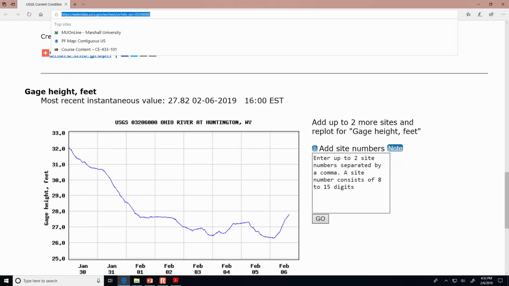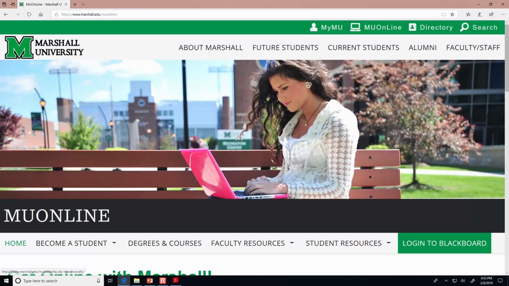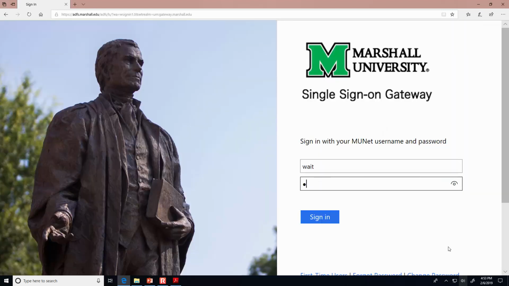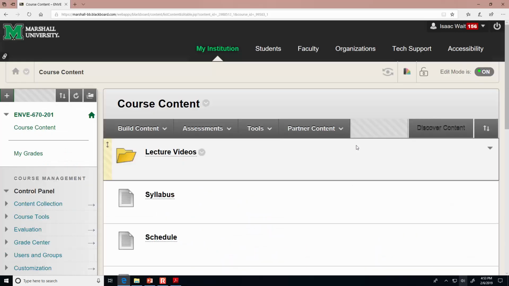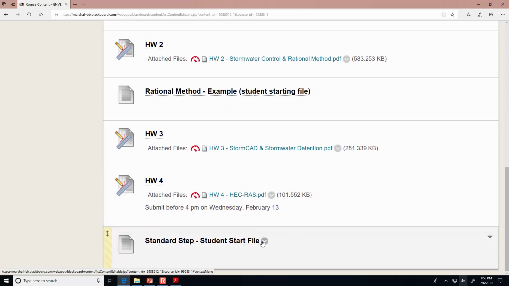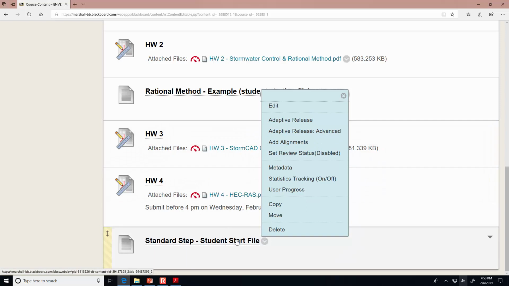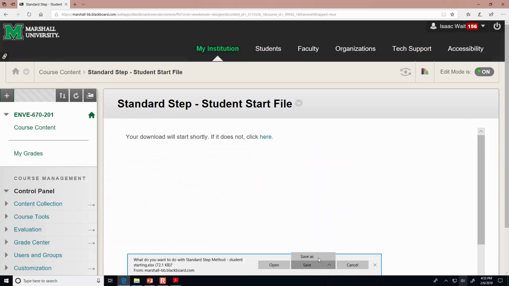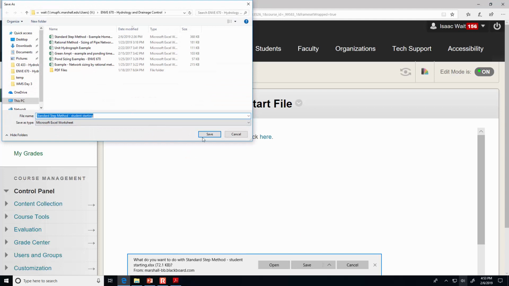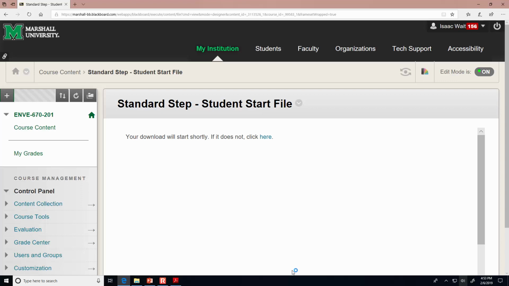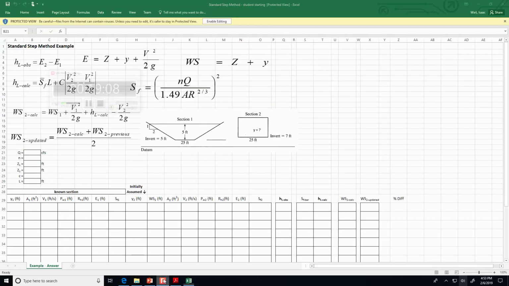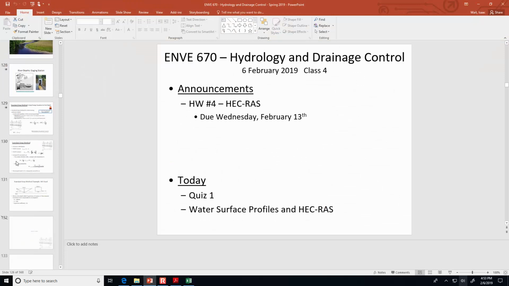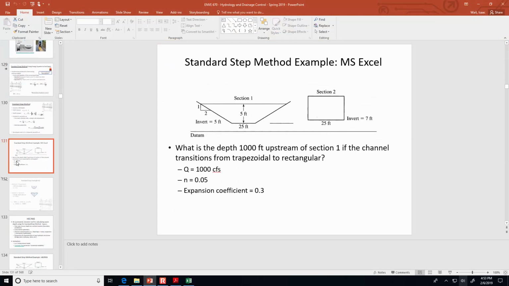If we go to our class page here, MU Online. It's at the bottom of our front page here, standard step, student start file. And just download that. And then when you've got it, go ahead and open it up. Once you've got the template, we'll take a look at the example and what it's asking.